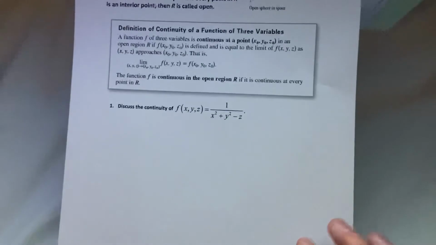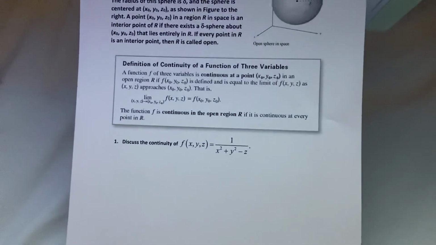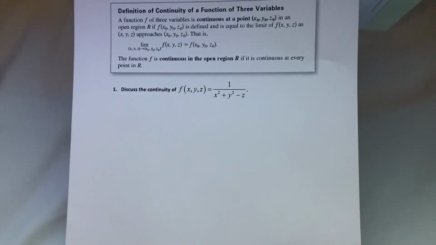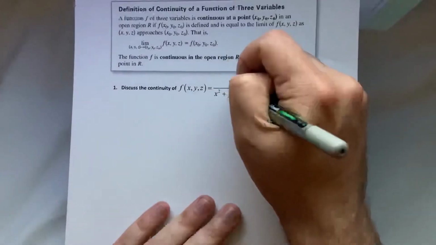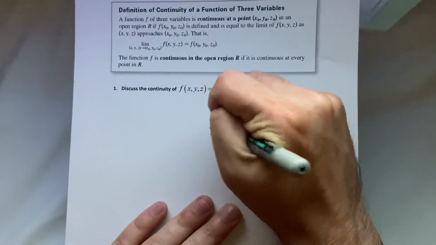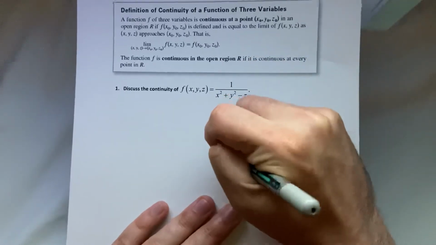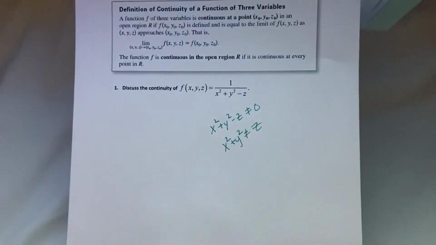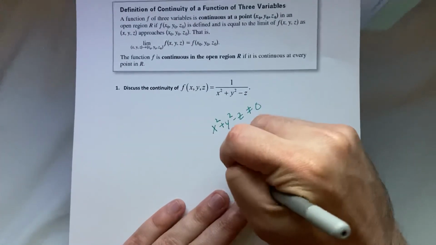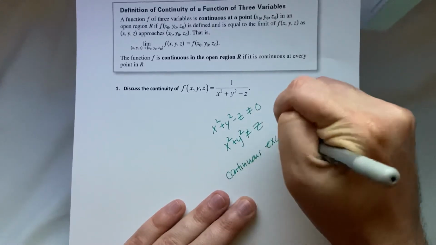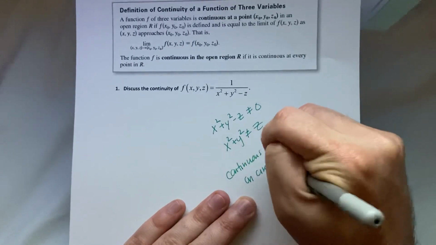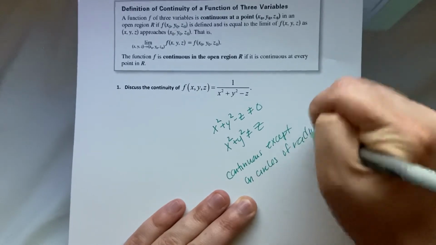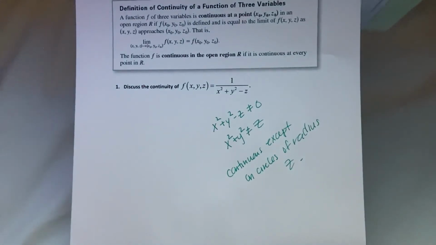One last thing to talk about. The definitions of limit and continuity can be extended even another dimension, but the same rules apply. So discuss the continuity of f of x, y, z equals 1 over x squared plus y squared minus z. So we know x squared plus y squared minus z cannot equal 0. That means x squared plus y squared cannot equal z, which means this is continuous except on circles of radius z. And that is all for 12.2.